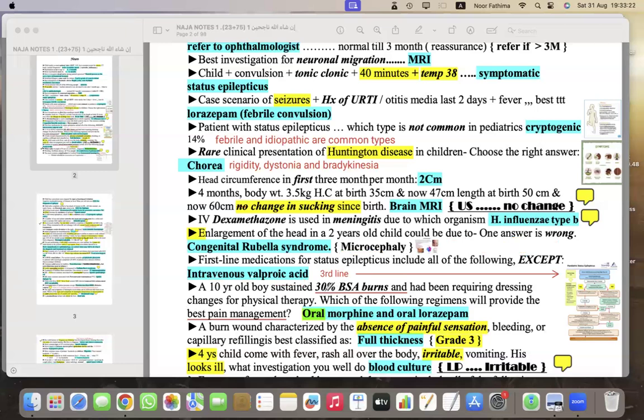Next, a 10-year-old boy sustained 30% BSA, body surface area burns, and has been requiring dressing changes for physical therapy. Which of the following regimens will provide best pain management? Oral morphine and oral lorazepam. I think morphine is for pain control, lorazepam for the control of anxiety and other things.